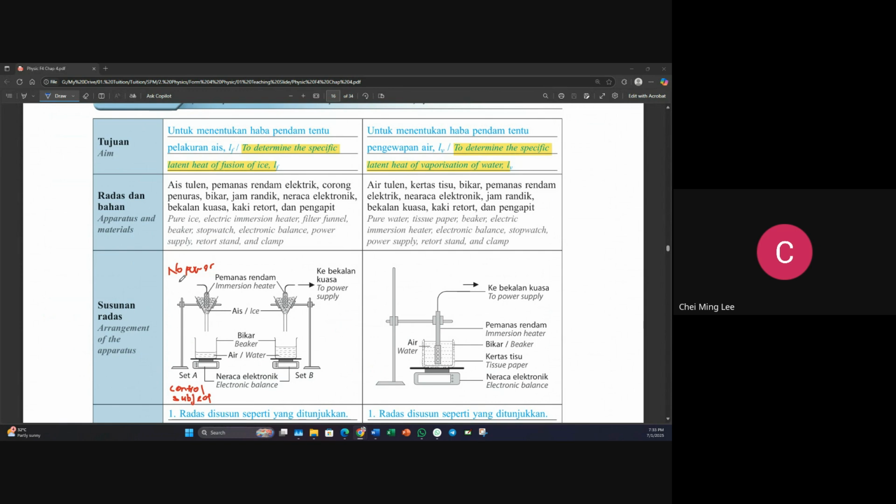So you see here, for set A, he's using the immersion heater, put inside the ice. One with no power, one connected to the power supply. Why one with no power? Because this one is a control. Then they collect the water in the beaker and weigh it, meaning take the measurement, by using the electronic balance. Same goes here. This is to check how much water has been vaporized.